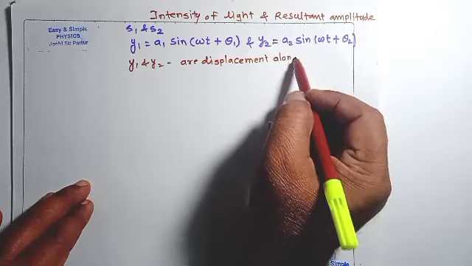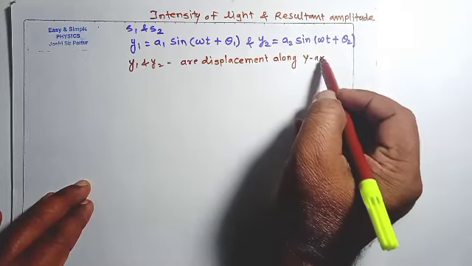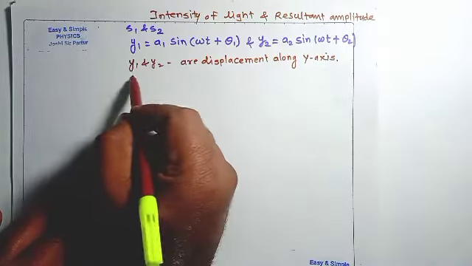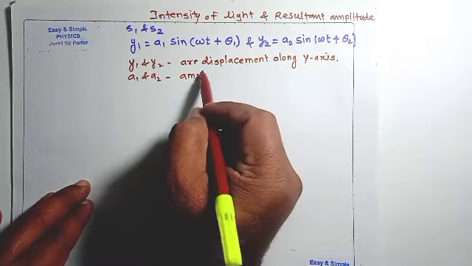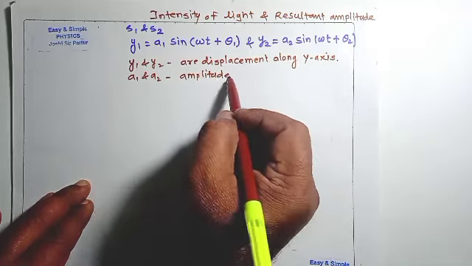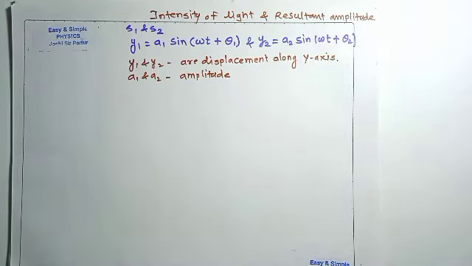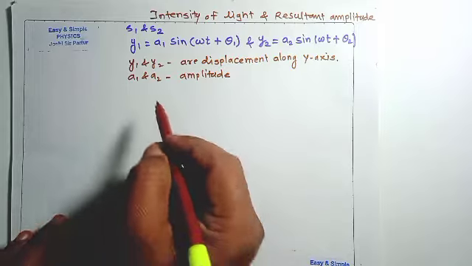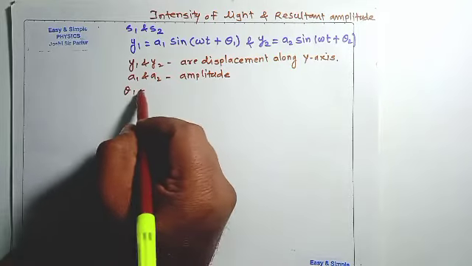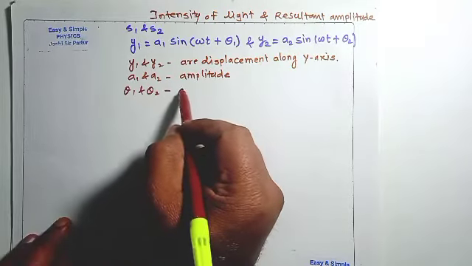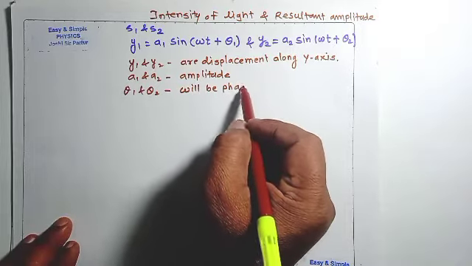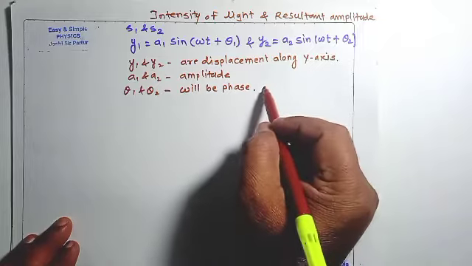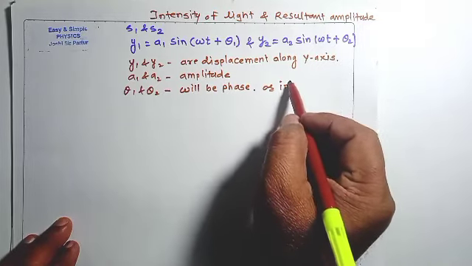Along the y-axis, a1 and a2 will be the amplitudes for the first light wave and the second light wave. Theta 1 and theta 2 will be the phase or initial angle.